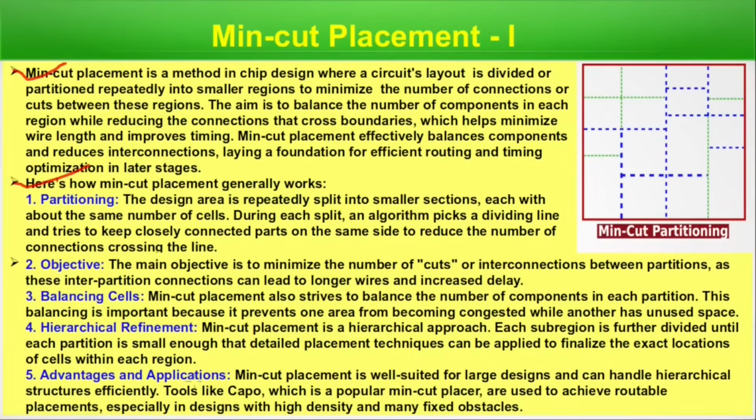And advantages and application. Min cut placement is well suited for large designs and can handle hierarchical structure efficiently. Tools like Capo, which is a popular min cut placer, are used to achieve routable placement, especially in designs with high density and many fixed obstacles.